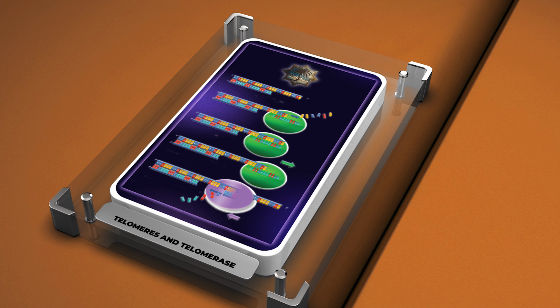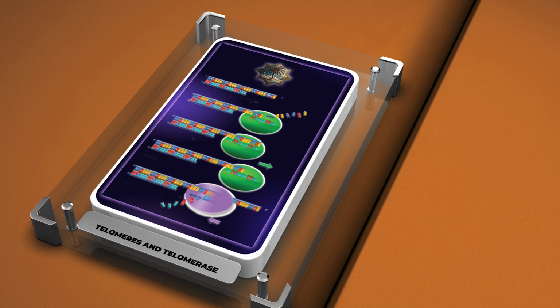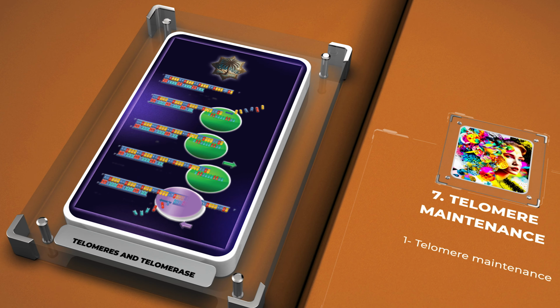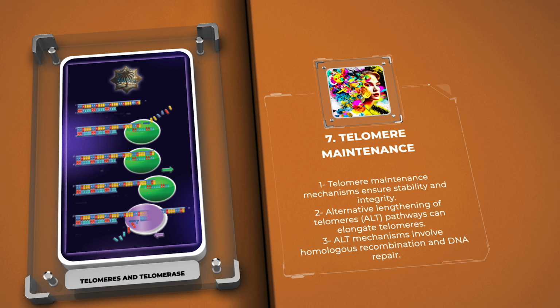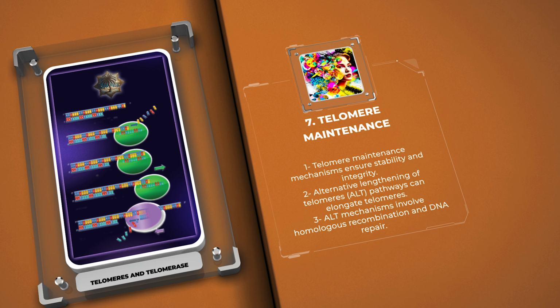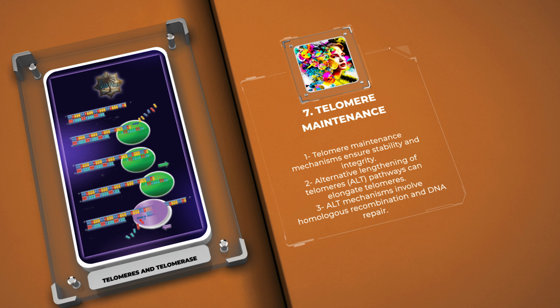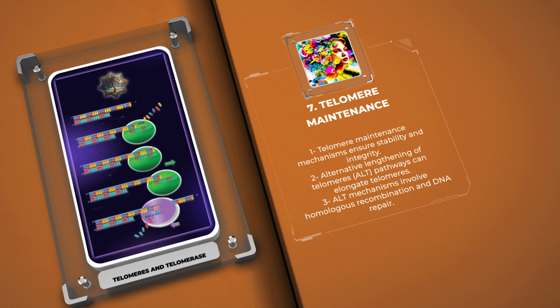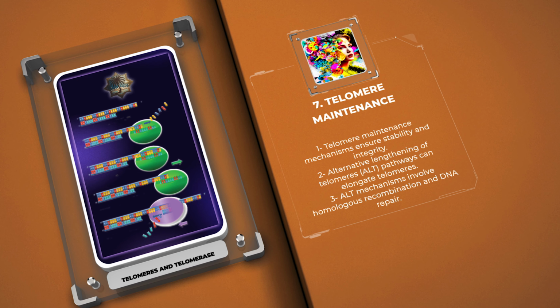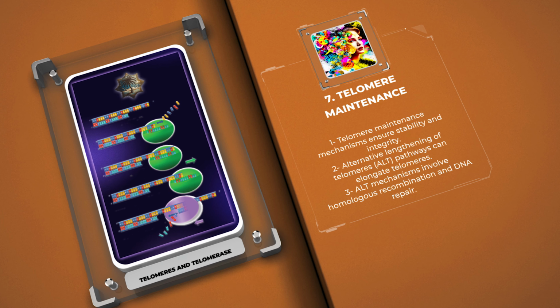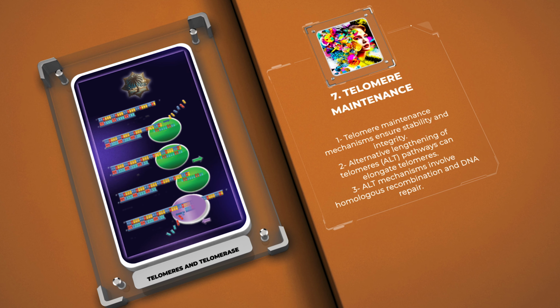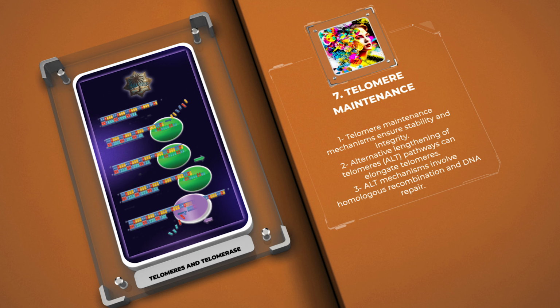Telomere maintenance mechanisms ensure the stability and integrity of telomeres. In addition to telomerase-mediated telomere elongation, cells employ alternative lengthening of telomeres, ALT, pathways to avoid telomere shortening. ALT mechanisms involve homologous recombination and DNA repair processes, allowing the elongation of telomeres without the reactivation of telomerase. These alternative mechanisms of telomere maintenance are particularly important in cells and tissues where telomerase activity is low or absent.